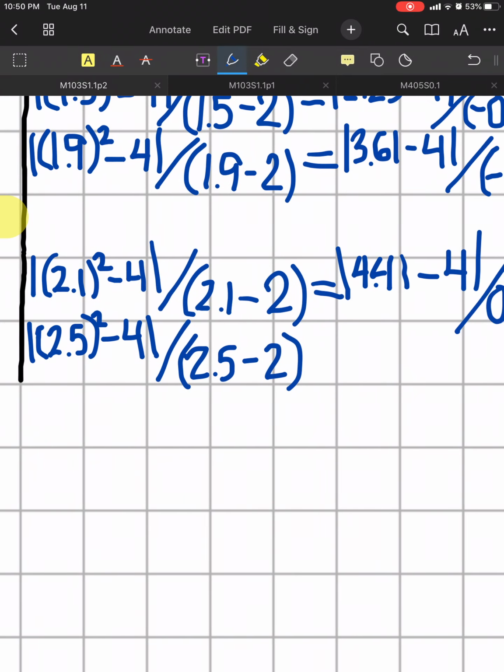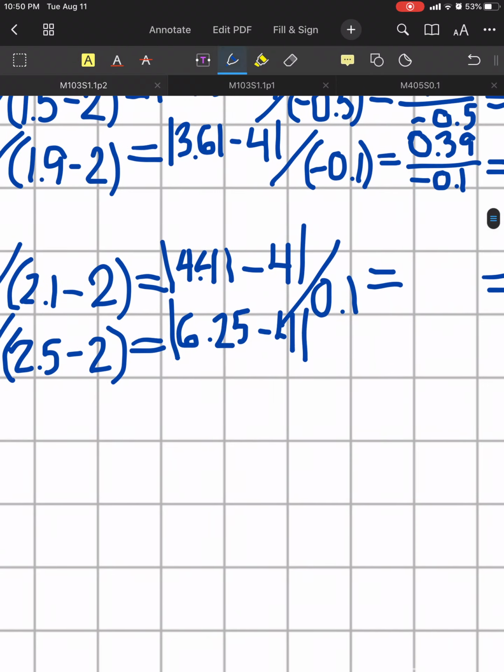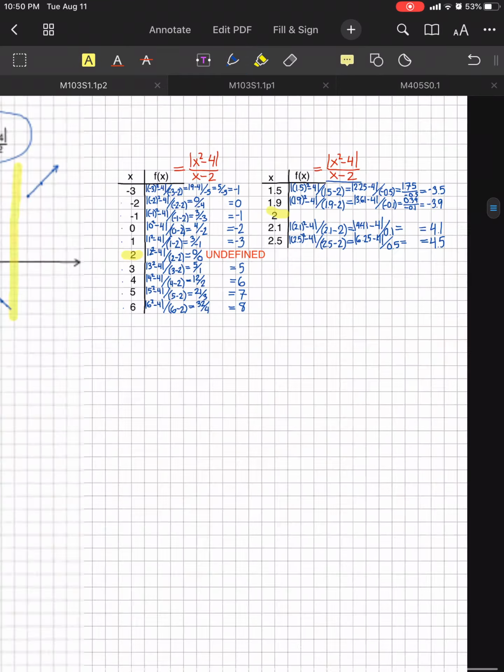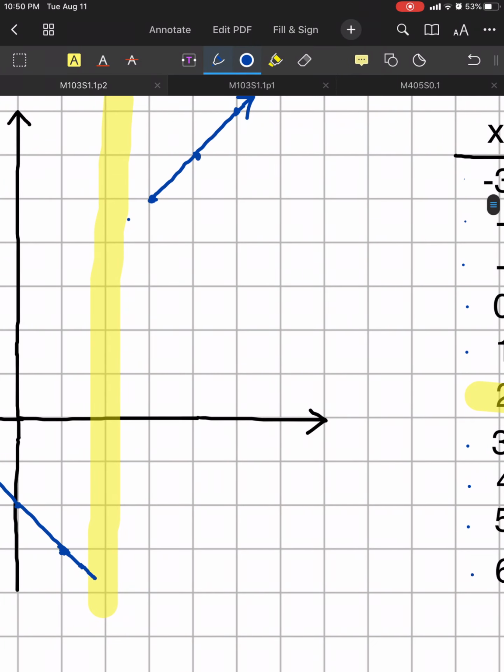We can do the same thing down here. We're going to get 2.25 squared, that's 6.25 minus 4, absolute value, divided by 0.5 this time. That's 2.25 times 2, which should be 4.5 this time. Again, if we plot those out over here, we will see that they continue this straight line exactly as you would expect it to. So right down to there.